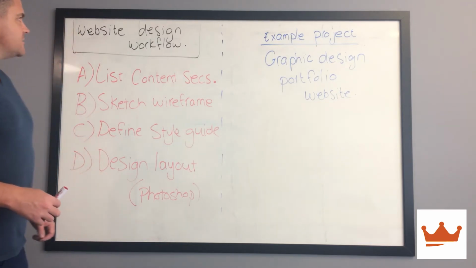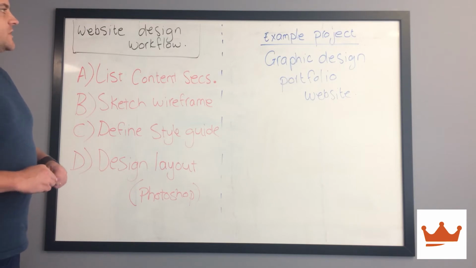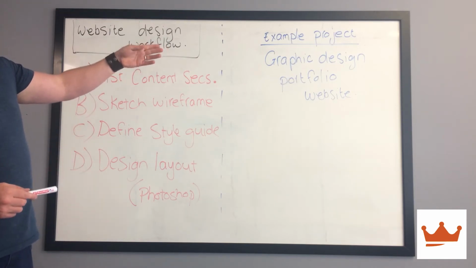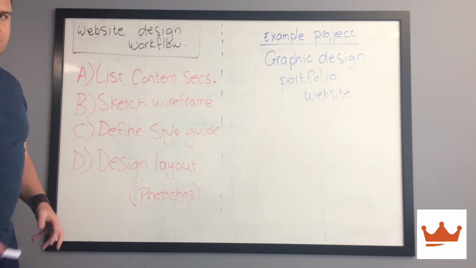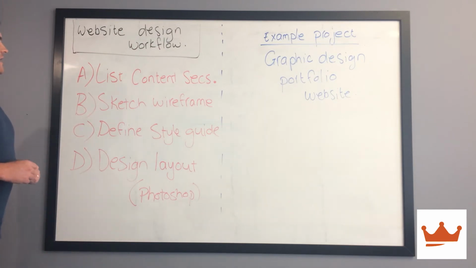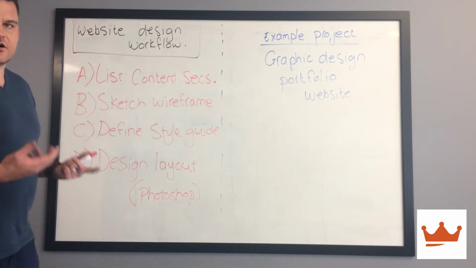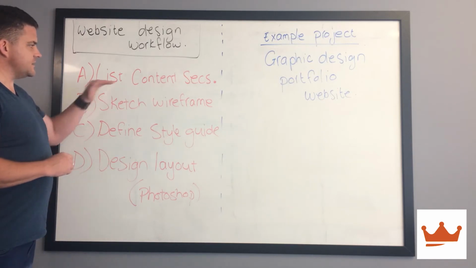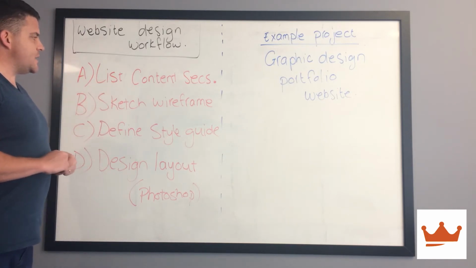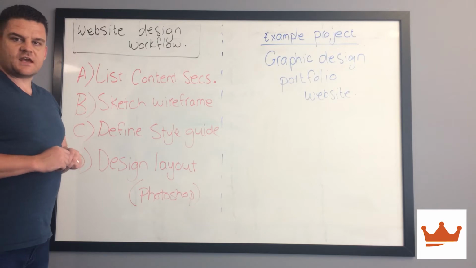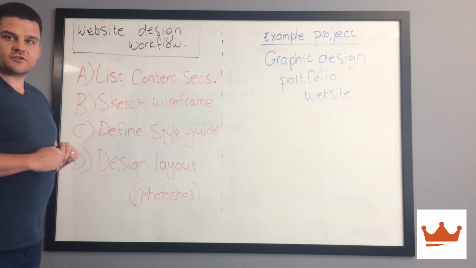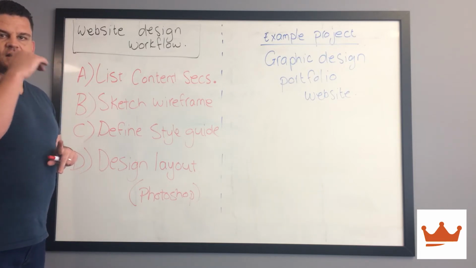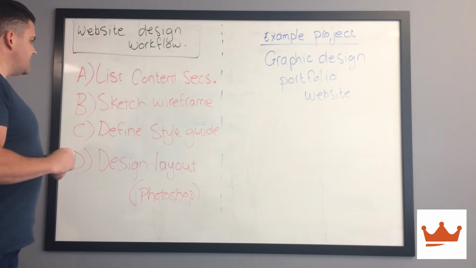So what I just wanted to go through today, based on an example project, building a graphic design portfolio website, and the design workflow going as follows. So the first thing you want to do is just decide what exactly the content is that you're going to be including in your website. So the first thing is to list the content sections, and along with that, actually sketching out a website structure. So your homepage, about us, portfolio, etc., etc.